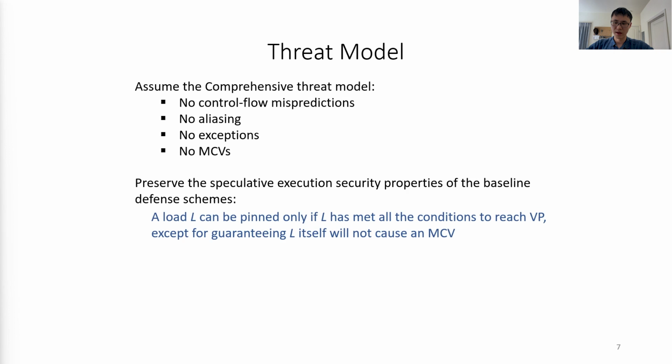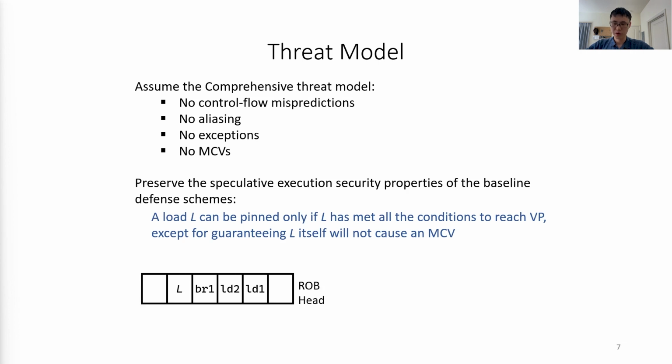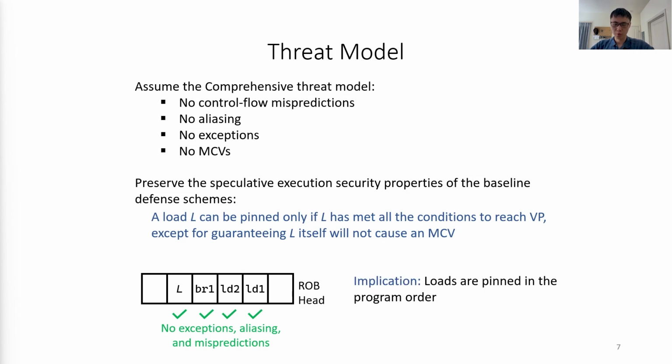can be pinned only if it has met all the conditions to reach VP, except for ensuring it itself will not cause an MCV. Therefore, consider this example: to pin the load L, we have to first ensure that there are no exceptions, aliasing, and mispredictions, and also guarantee that LD1 and LD2 cannot cause MCVs. This has an important implication, which is that loads are pinned in program order. Load L can be pinned only after LD1 and LD2 are pinned.